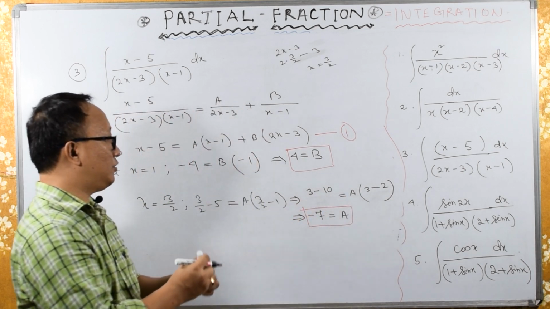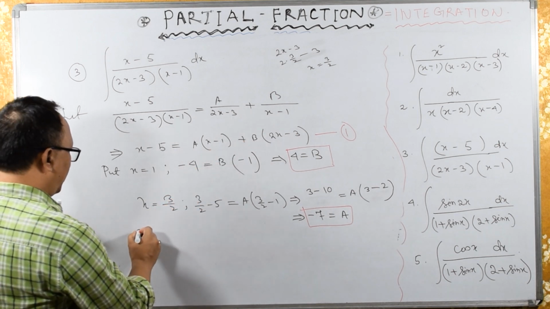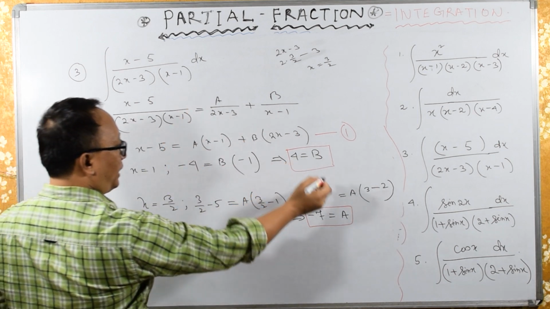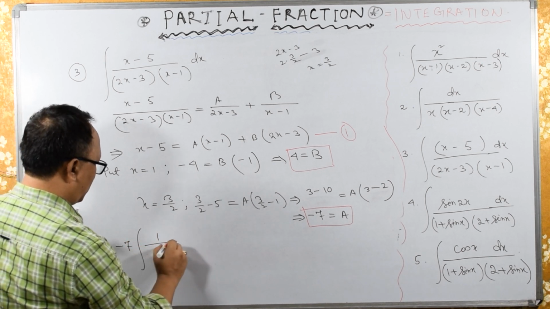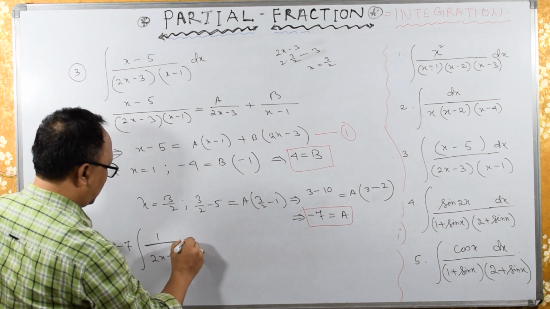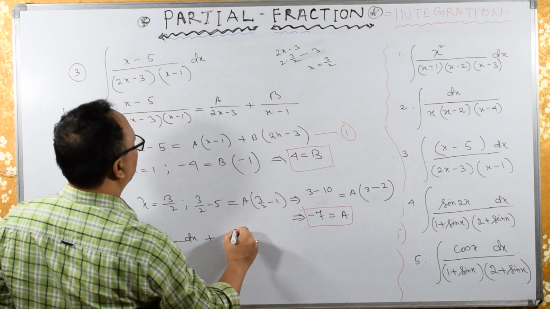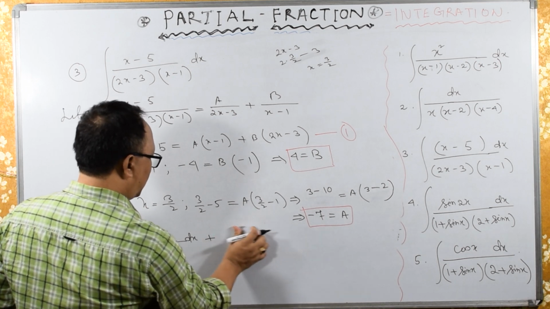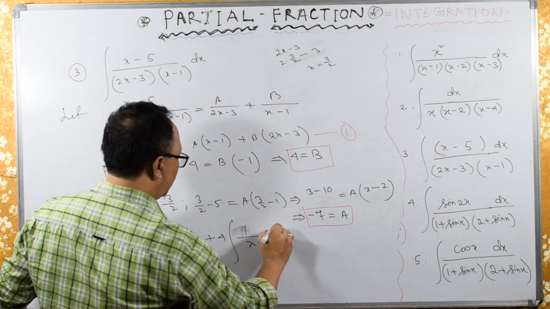So we have the values of a and b, substitute over here. Therefore the integral: what is a? A is minus 7, 1 upon 2x minus 3 dx, plus, what is b? B is 4. Take 4 outside, integral 1 upon x minus 1 dx.